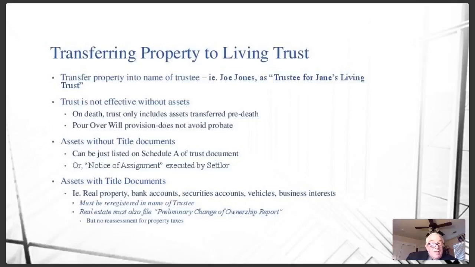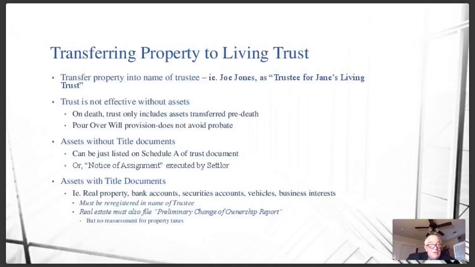On death of the settlor, the trust only includes the assets that transferred pre-death. Any assets owned outside of the trust are subject to probate, including any assets that pour into the trust by the pour over will provision. When you have assets without title documents, and this would be all other property, you can just list them on Schedule A of the trust document, or you can do a separate notice of assignment and execute it.